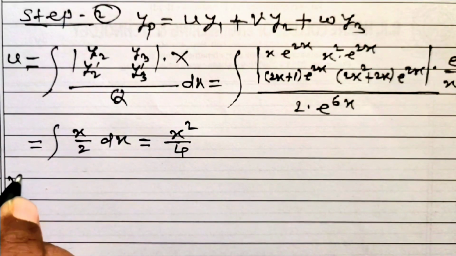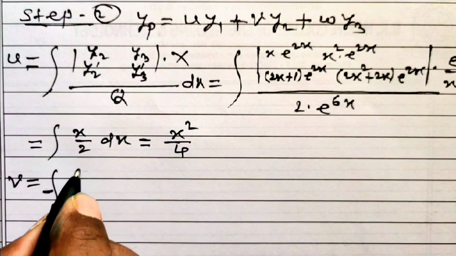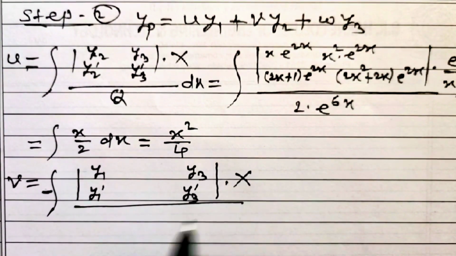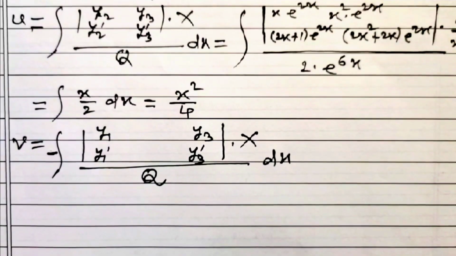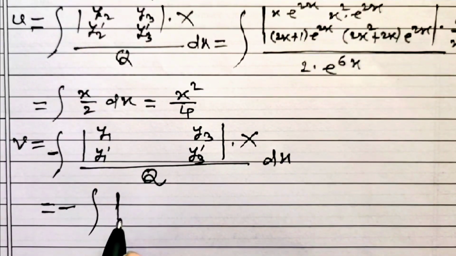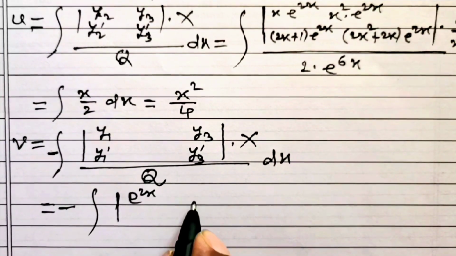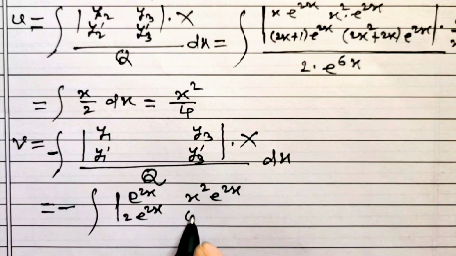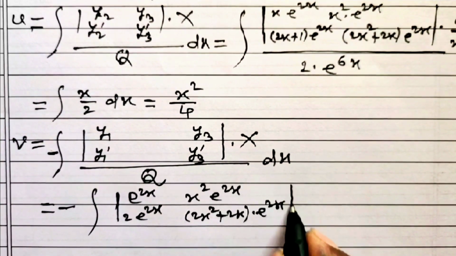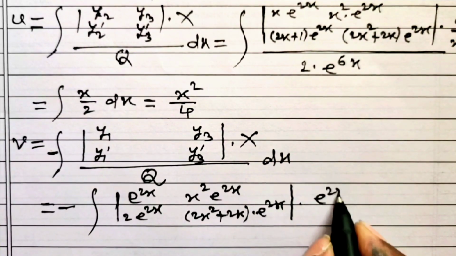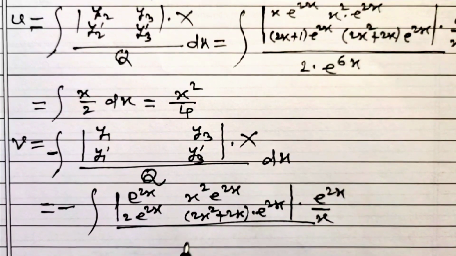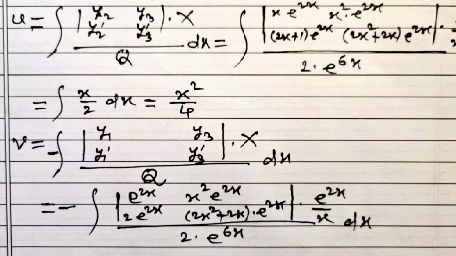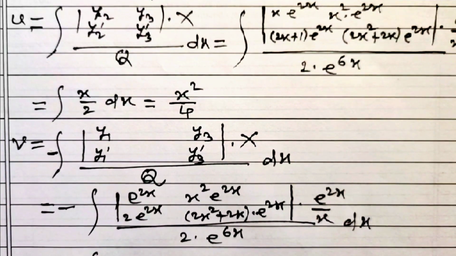Let us find v. V is equal to the integral of, with minus sign, the determinant of y1, y3, y1 dash, y3 dash, into capital X divided by Q, integral with respect to x. Hence this is equal to minus the integral of the determinant: y1 is e to the power 2x, y3 is x square e to the power 2x, y1 dash is twice e to the power 2x, and y3 dash is (2x square plus 2x) e to the power 2x, into the right hand side e to the power 2x divided by x, whole divided by Q. Q is twice e to the power 6x, integral with respect to x. Simplify this. Hence v is equal to minus the integral of dx, and this is equal to minus x only.